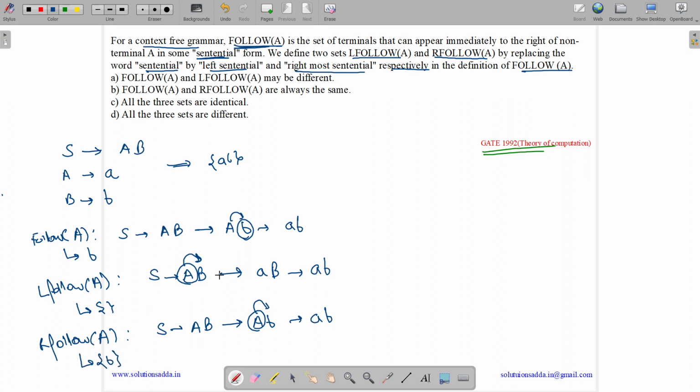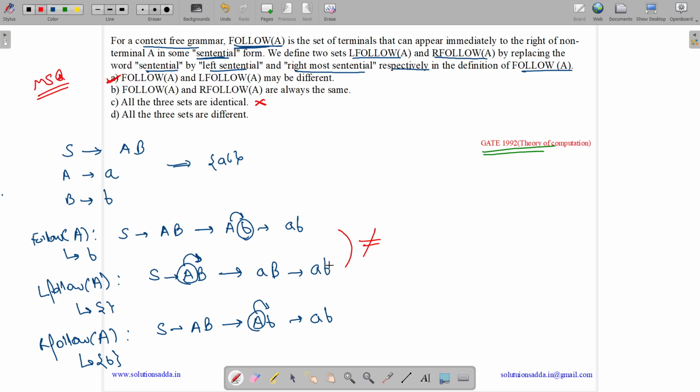Okay. So here you can see that L follow of A is not equal to follow of A. So all three can't be identical for sure. L follow of A and follow of A may be different. Yeah, it can be different. Okay. So A is true. It may be an MSQ type question. So let us analyze all. And all three sets are different.